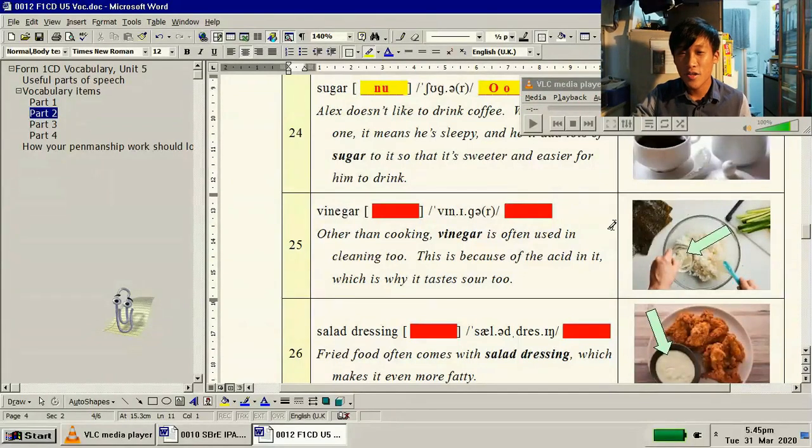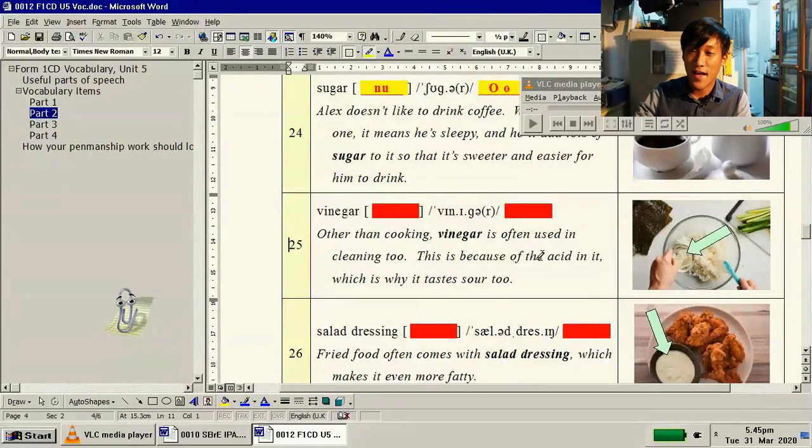And this thing is used to make sushi rice. So you add it in. Other than cooking, this is often used in cleaning too. So now the example here is not about sushi, but let's not talk about it. Because I want to talk about the taste. It's sour. Vinegar is sour. It's something watery, but sour. The taste is sour. Why is it sour?